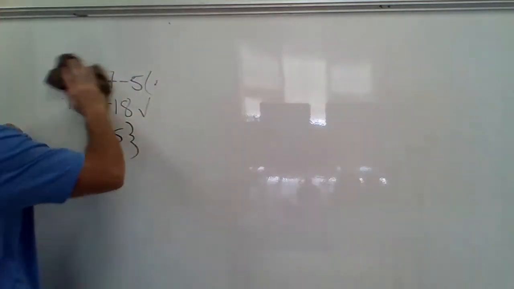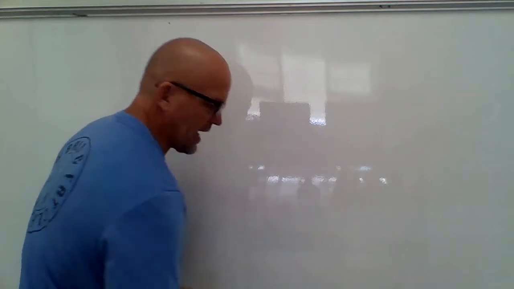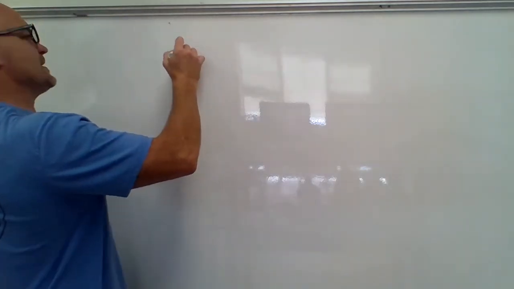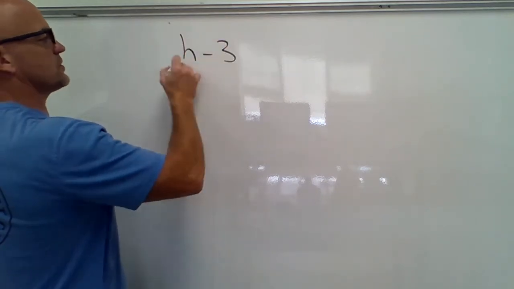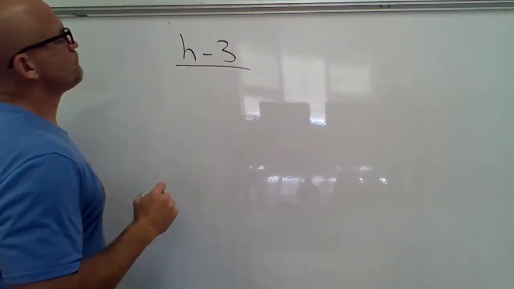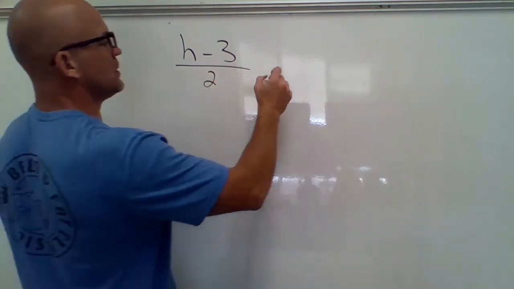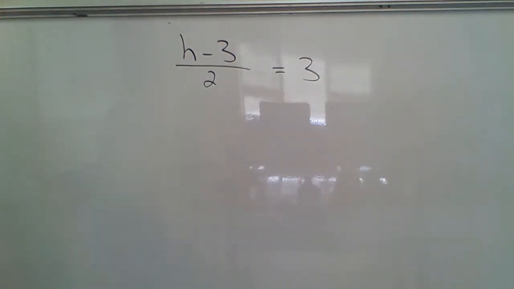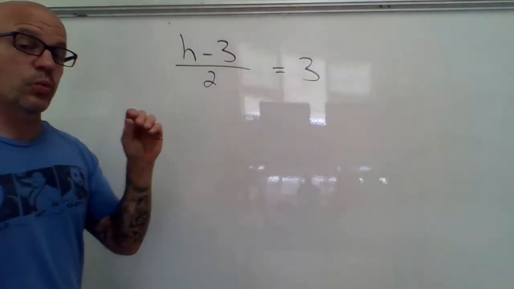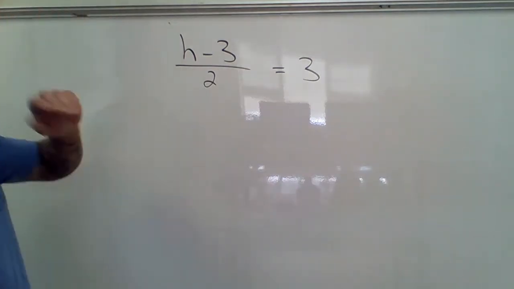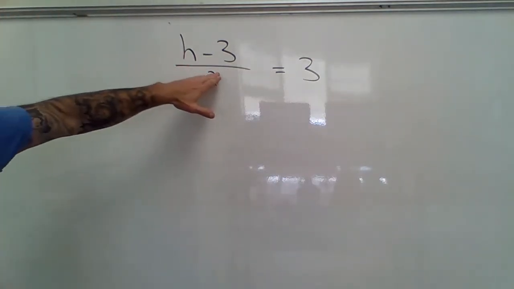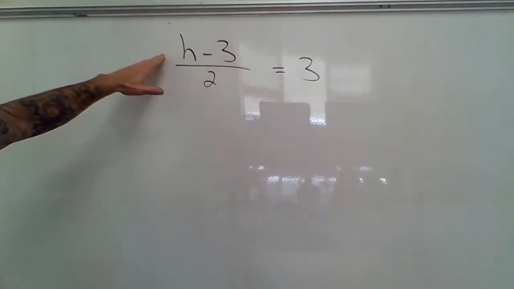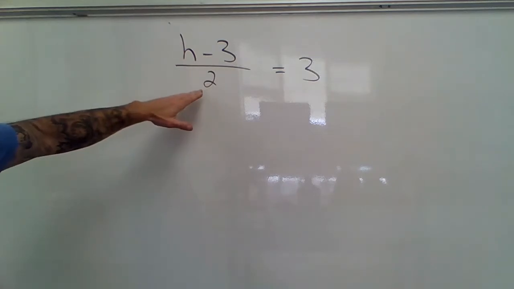I want to point out one other type, and then we'll wrap this video up. The other type would be a situation like this. Let's use h. H minus 3 divided by 2 equals, let's go with 3. Now, why am I throwing that in there? Well, it's a two-stepper. However, there's one small thing going on. Anytime you have this extended fraction bar, what it means is that all of this h minus 3 is being divided by 2.